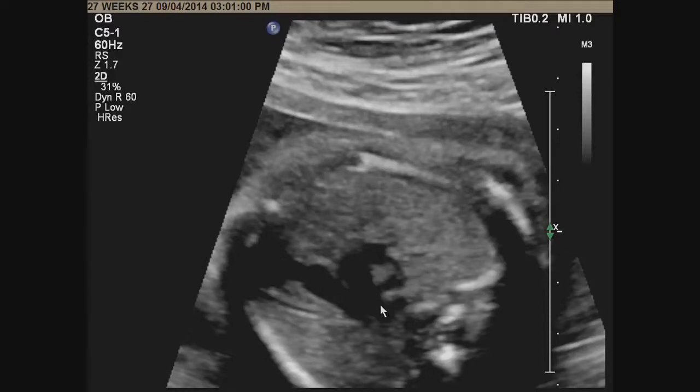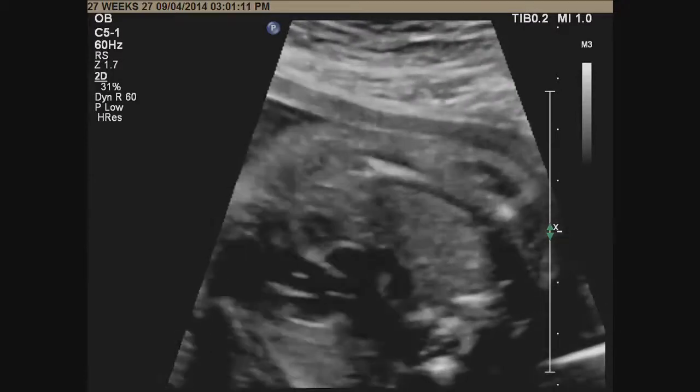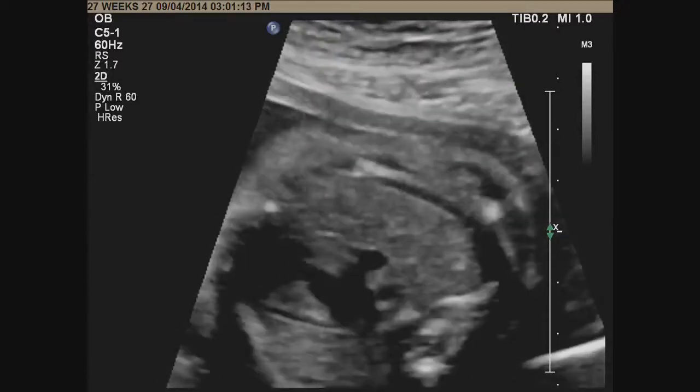You'll see tomorrow when we talk about conotruncal anomalies. This is the view that would allow you to really suspect the presence of transposition, double outlets, tetralogy, and all those. They have special features, and we have a special session to talk about that. And here you see again the relationship.